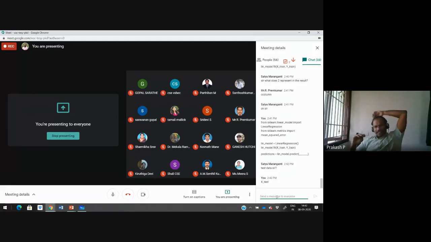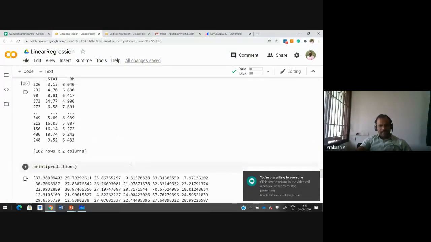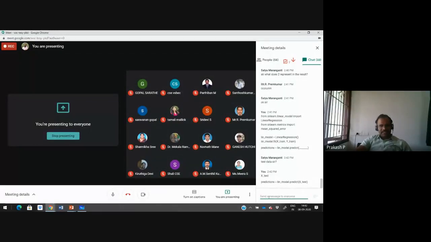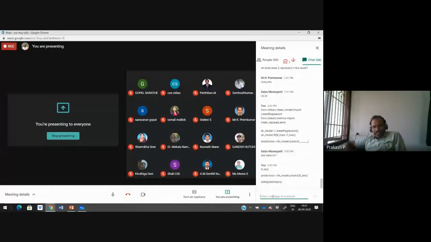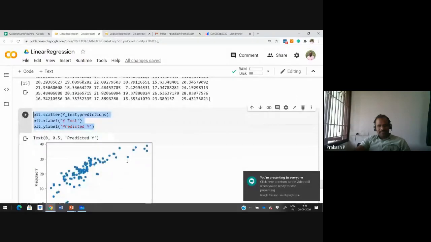The test data which is all there, X_test. So in prediction, can you please pass X_test? And if you try to print the prediction, it will give the predicted result for the data which we have split. Once you're done with the predictions, then we go for a plot.